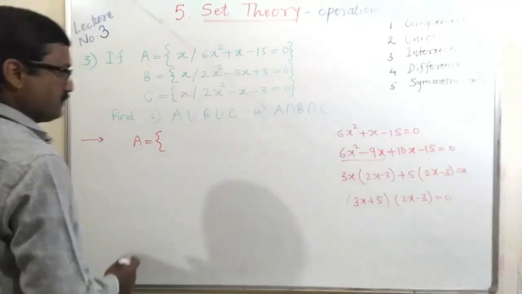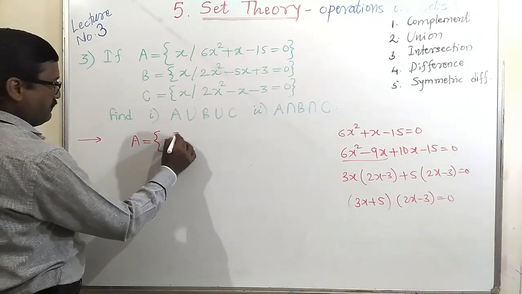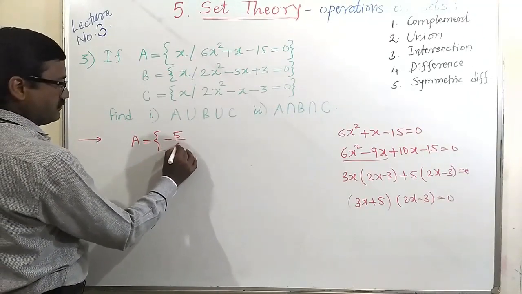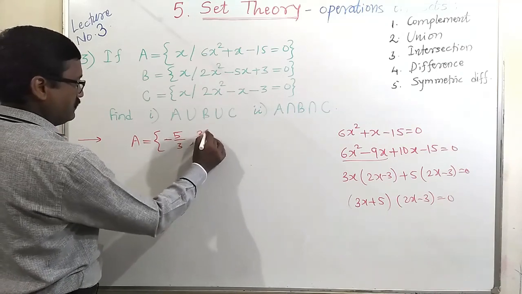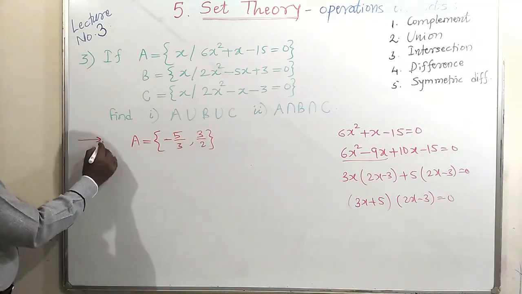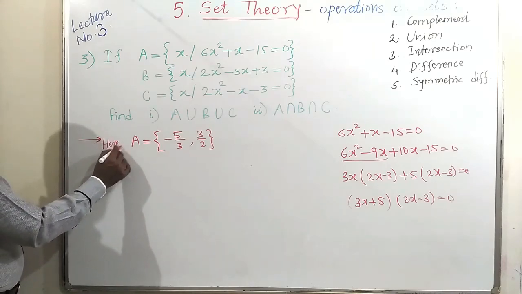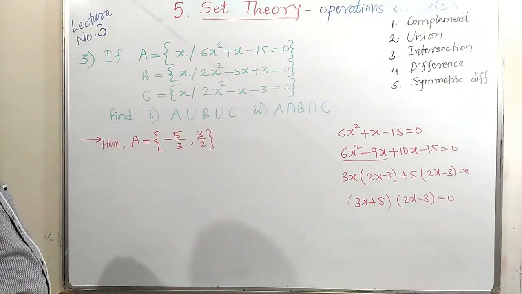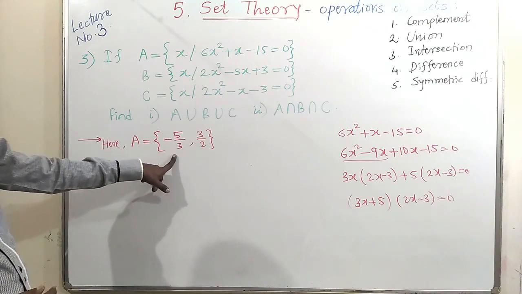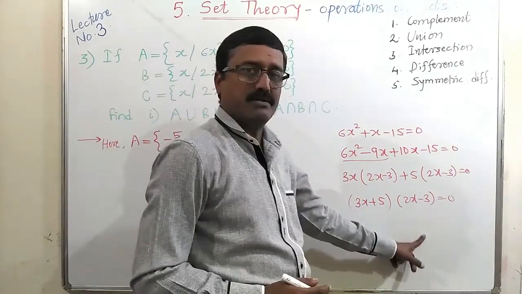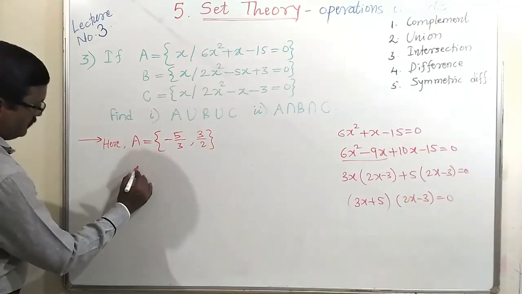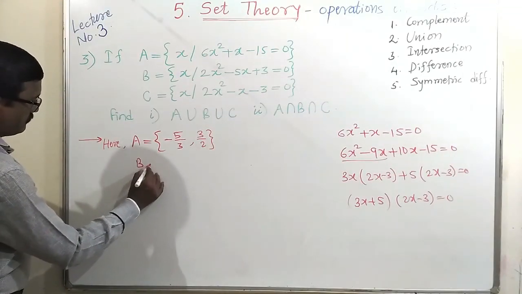So that we get the two values of x as minus 5 by 3 and plus 3 by 2. So here you can write directly set A is the set of elements minus 5 by 3 and 3 by 2. From this we get minus 5 by 3 and from this we get 3 by 2. Let us see second set B.